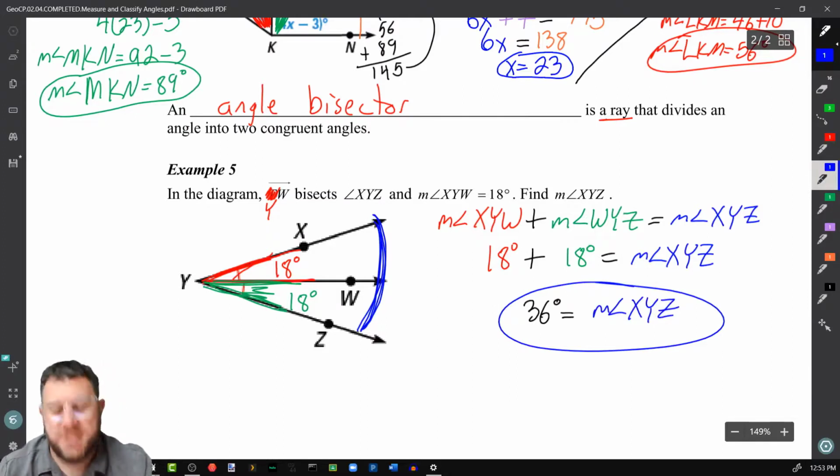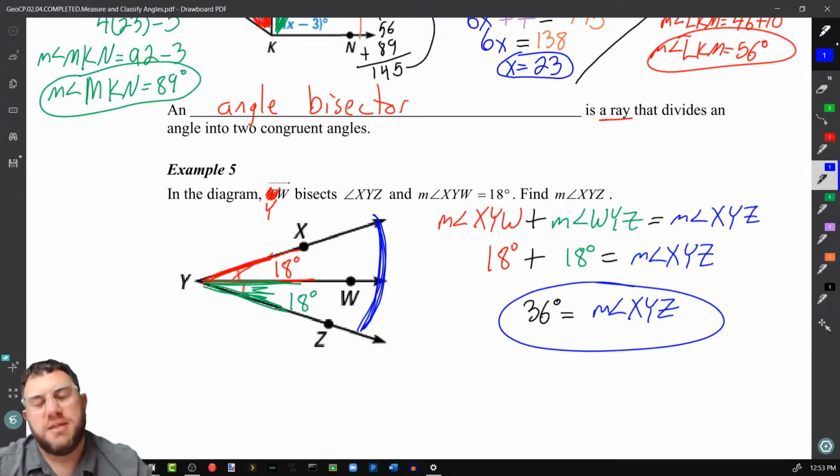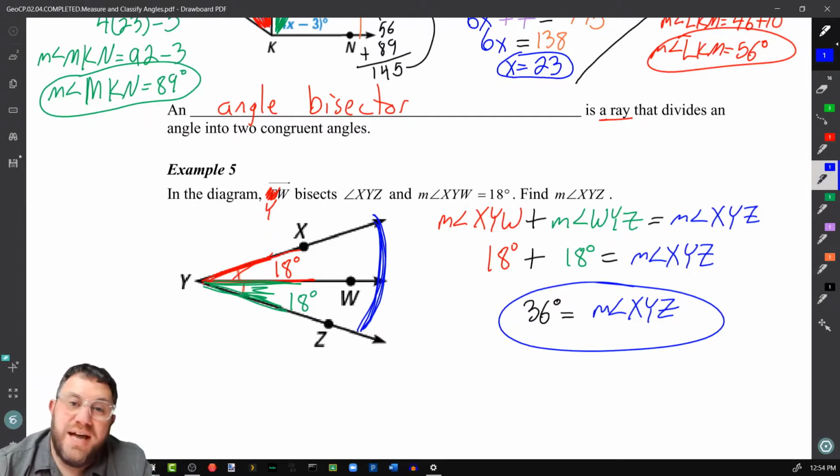Now, just like with segment addition, you could have just multiplied by 2, but the fact that you can do that is based on angle addition. So angles have a lot of similarities with segments in the things we can do with them, but we classify angles based on their measures, which we can't do with segments. But we can add them together. We have bisectors.